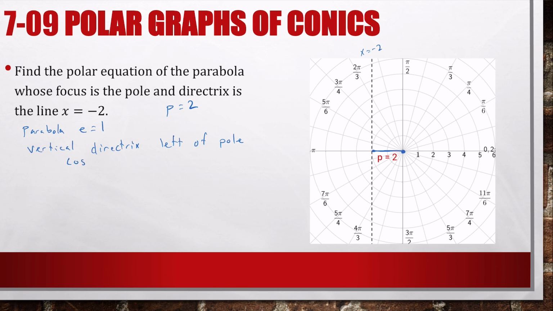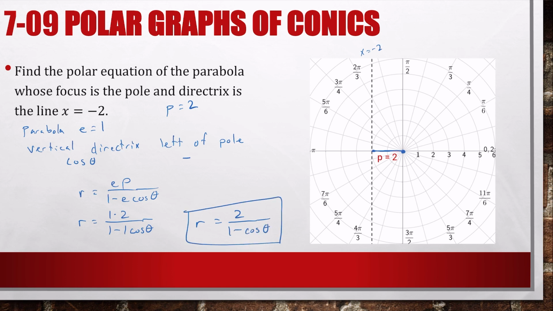Vertical means it's going to be cosine. To the left means it'll be a minus. So it's r equals EP over 1 minus E cosine theta. E is 1, P is 2, E is 1. So it's 2 over 1 minus cosine theta. And there's the graph.